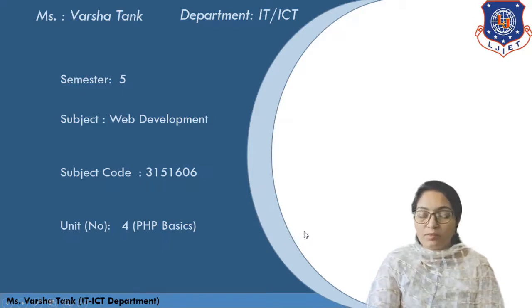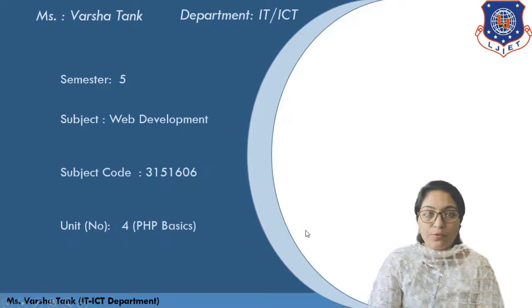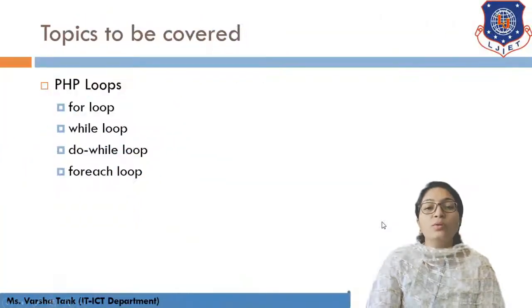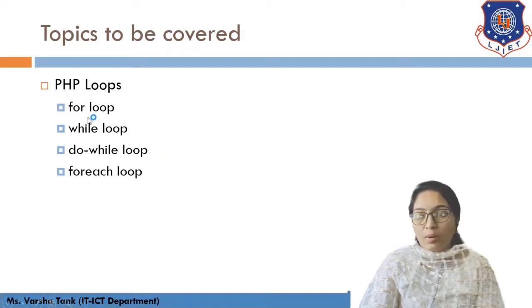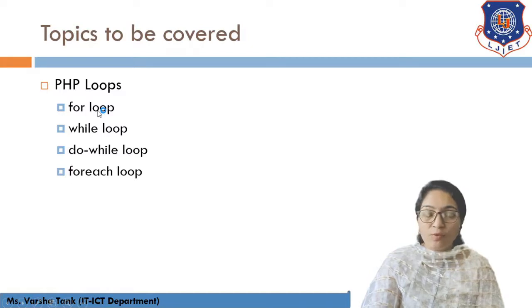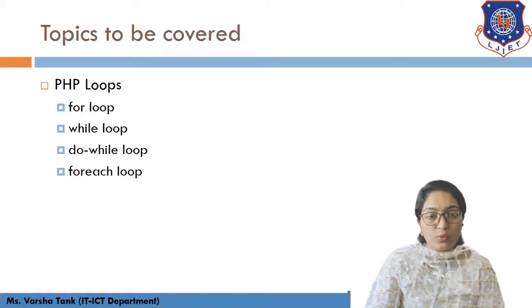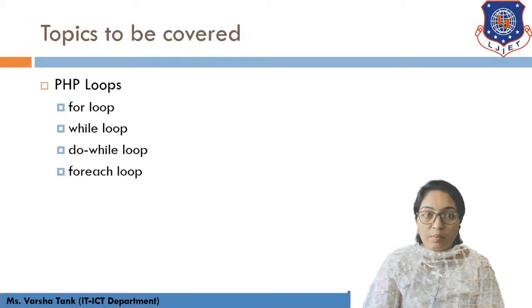Let's start our remaining topic in chapter 4, where we have started PHP basics. In the last lecture we learned about the decision making statements. In this lecture we are going to learn about the PHP loop. There are four loops available in PHP: for loop, while loop, do while loop and foreach loop. Now let's see them one by one.